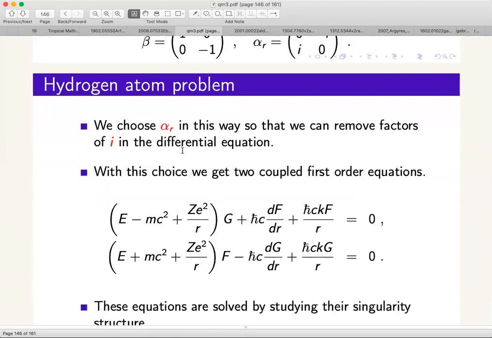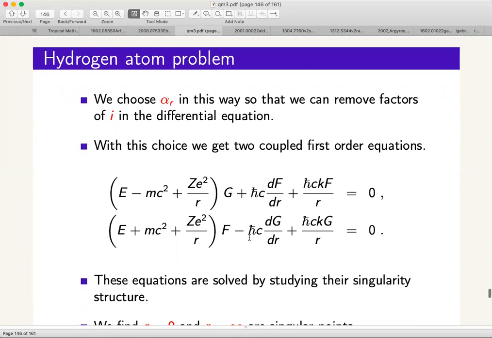Okay, and we discussed this last time also, that we choose alpha this way so that you can get rid of i in the differential equation, and then everything that is there in the equation are all real coefficients. Okay, so as I said in the last lecture, we will study the singularity structure of these equations to solve them. Now in this particular case, the problem is quite simple, so we can just do it quickly.